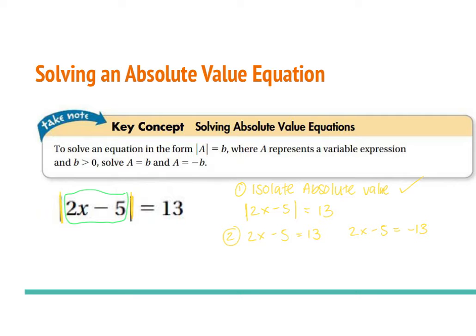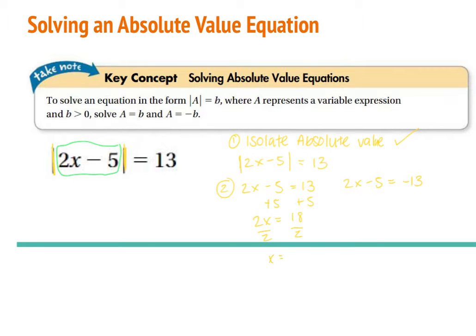And then we go ahead and solve. So we're going to add 5 to both sides. 2x equals 18, divide by 2, and we get x equals 9. So that's one of our solutions. That was with 2x minus 5 equals positive 13. And then we're going to find our second solution by doing 2x minus 5 equals negative 13. So we're going to add 5 to both sides. We get 2x equals negative 8. Divide by 2. X is going to be equal to negative 4. So we have x equals 9, x equals negative 4. In this case, we have two solutions now.